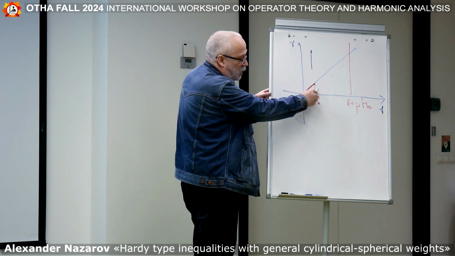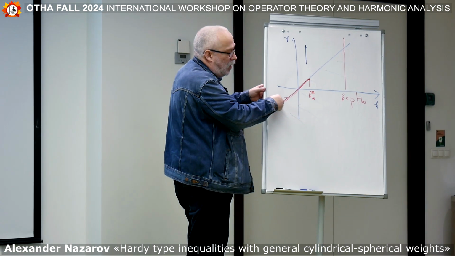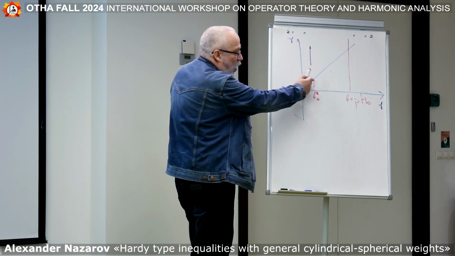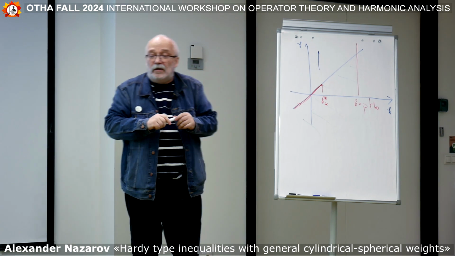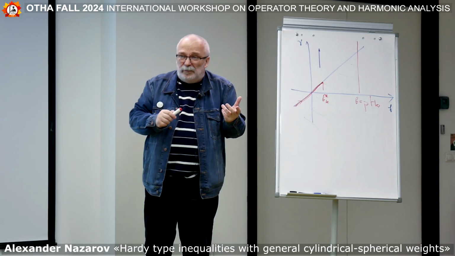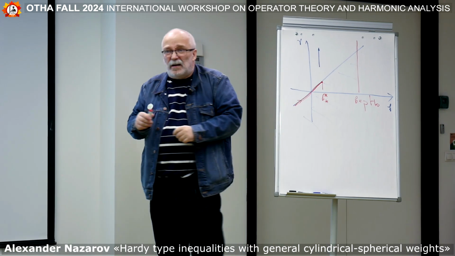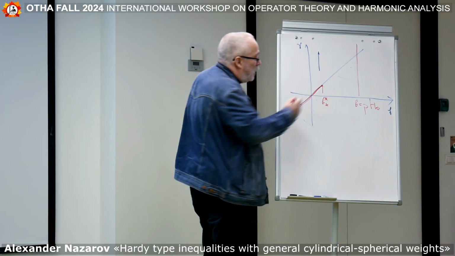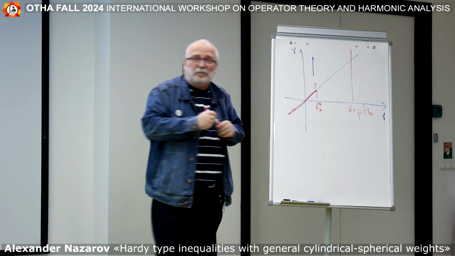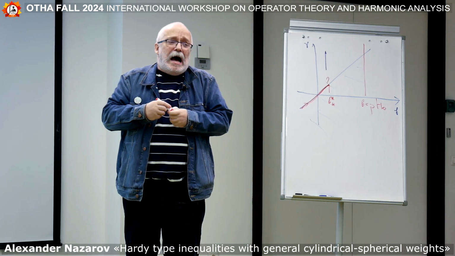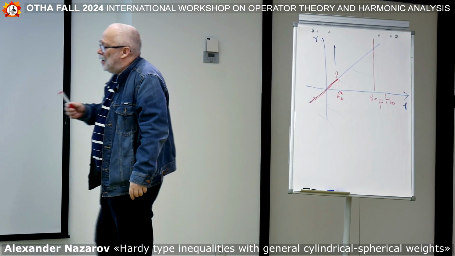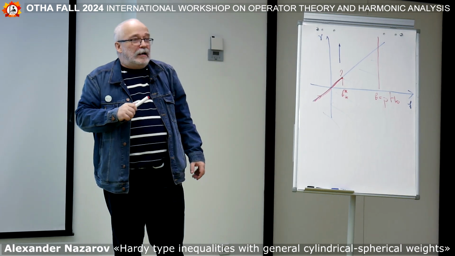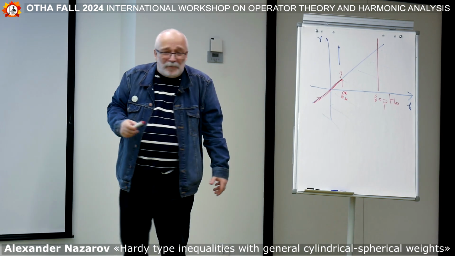To the left of this line, excuse me, to the left of this point b star, on this border line, it is not achieved. To the right of this critical point, it is achieved. And what happens in this point? We don't know in general, except for the case p equals 2.